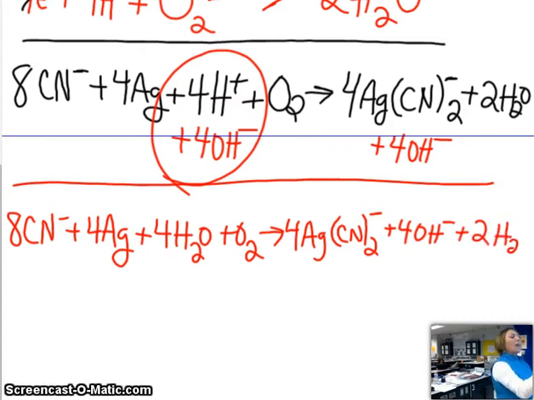Now, we can consolidate the water. If there are 4 going in and 2 coming out, we can just change this to a 2 going in. It's like the net water. And that is how you balance equations in an acidic and in a basic environment.